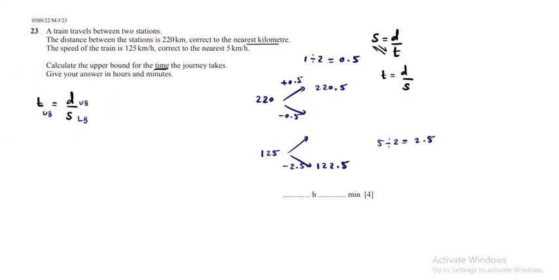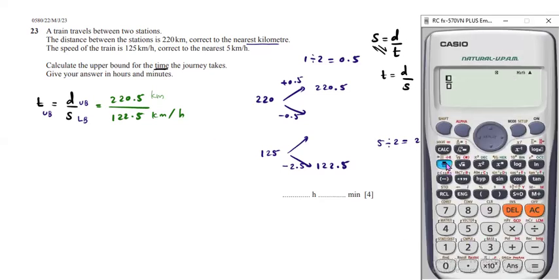I'm going to substitute it here now. The distance is going to be 220.5 over the speed, 122.5. But here, the distance is in kilometers and the speed is in kilometers per hour, which means the answer that I get will be in hours. I'm going to put this in the calculator. So I have 220.5 in the numerator and 122.5 in the denominator. When I do that, I get 1.8. This is going to be 1.8 hours.